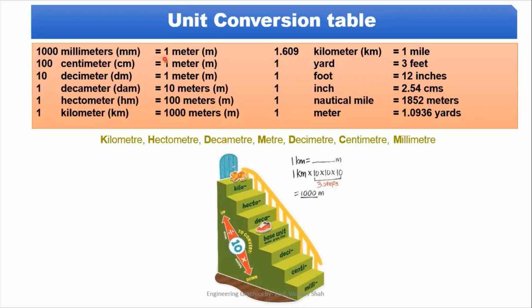1000 millimeters is equal to 1 meter. 100 centimeters is equal to 1 meter. 10 decimeters is equal to 1 meter. 1 decameter is equal to 10 meters. 1 hectometer is equal to 100 meters. 1 kilometer is equal to 1000 meters. 1.609 kilometers is equal to 1 mile. 1 yard is equal to 3 feet. 1 foot is equal to 12 inches. 1 inch is equal to 2.54 centimeters. 1 nautical mile is equal to 1852 meters. 1 meter is equal to 1.0936 yards.